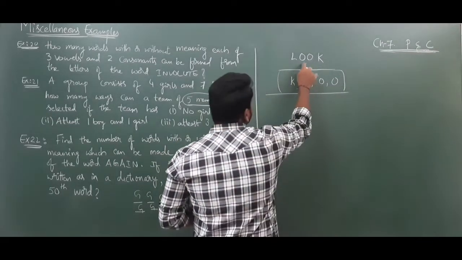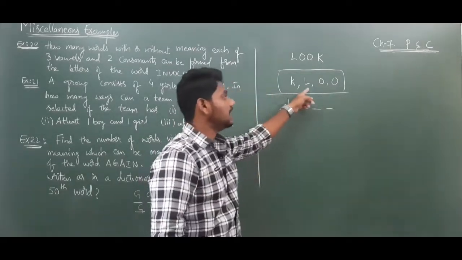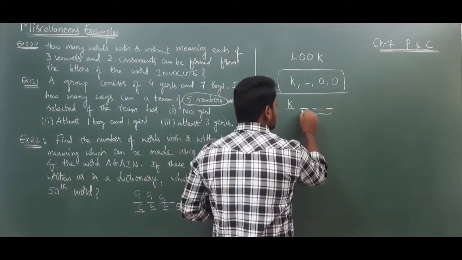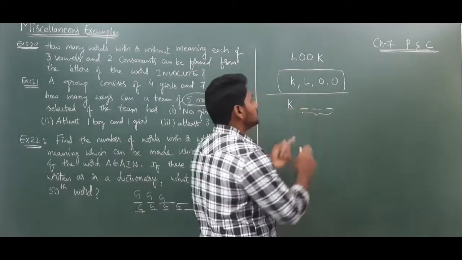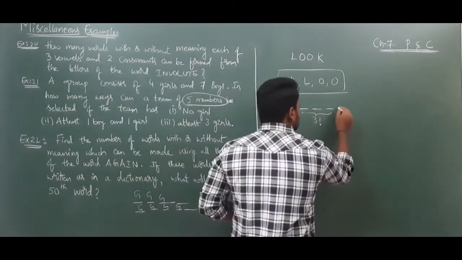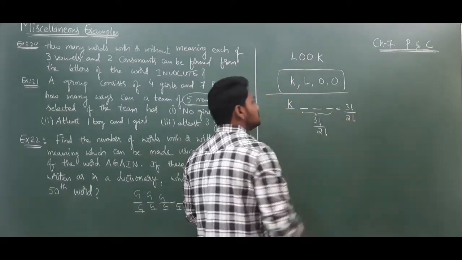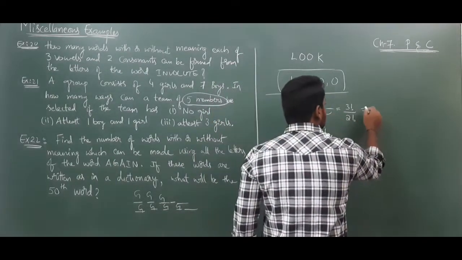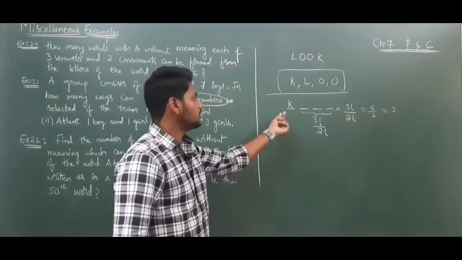As we have a 4-letter word, the first word will start with K, as in alphabetical order. Now K is already fixed, so the remaining 3 empty places can be filled with 3 letters, so 3 factorial ways. But 3 factorial by 2 factorial. Why 2 factorial? Because O is repeated twice. So 3 factorial, value 6, by 2, which is nothing but 3. So 3 words we can form by using K.